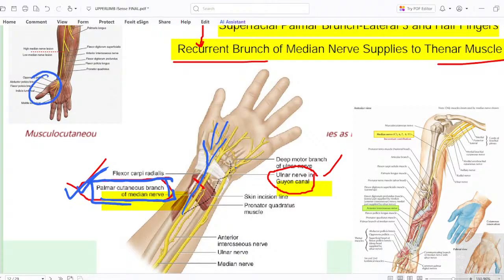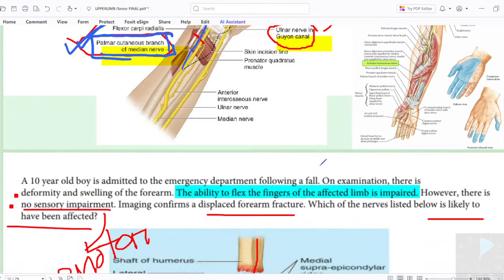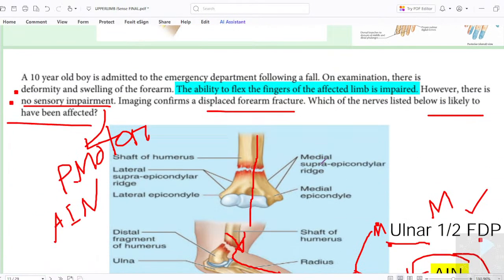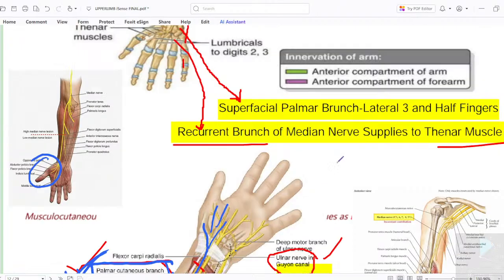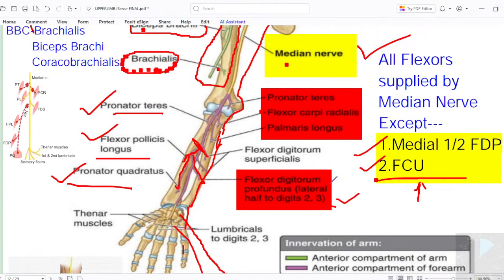Okay, this is also one exam question. Which branch of the median nerve gives supply to the thenar eminence? This is the palmar cutaneous branch. Now, about the anterior interosseous nerve. Anterior interosseous is the pure motor branch of the median nerve. We will see it now, we will go to that topic.